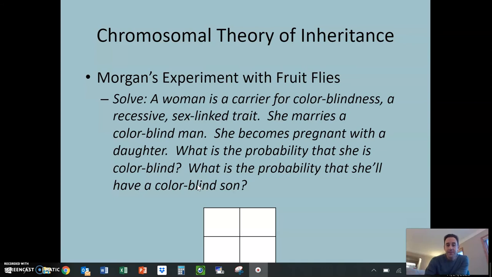So that's it for sex-linked traits. As always, solving problems is super important to make sure you understand this. So engaging with that homework packet is going to be key. Good luck.